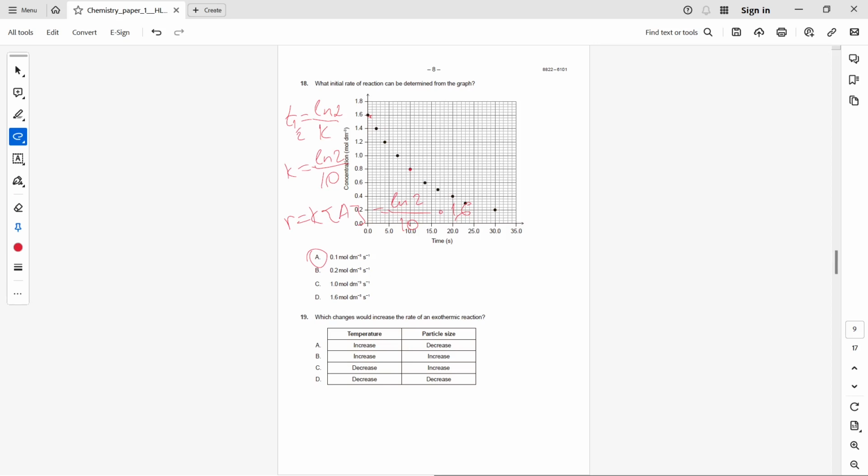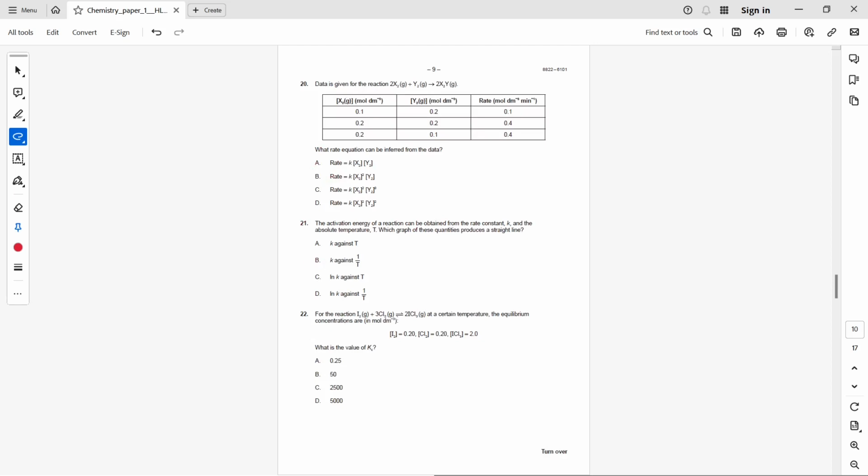For the next question, for the temperature we need to increase the temperature, because actually we don't need Le Chatelier's principle here, because it's not about equilibrium, it's about the rate of the reaction, and increasing temperature increases the rate of the reaction for exothermic and endothermic, so it doesn't matter what the reaction is. So we need to increase the temperature, and by decreasing particle size we make more collisions, and more collisions means higher rate, so the option is A.